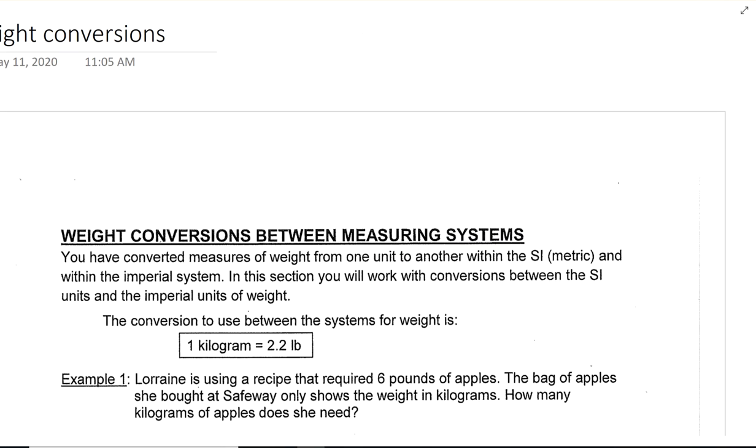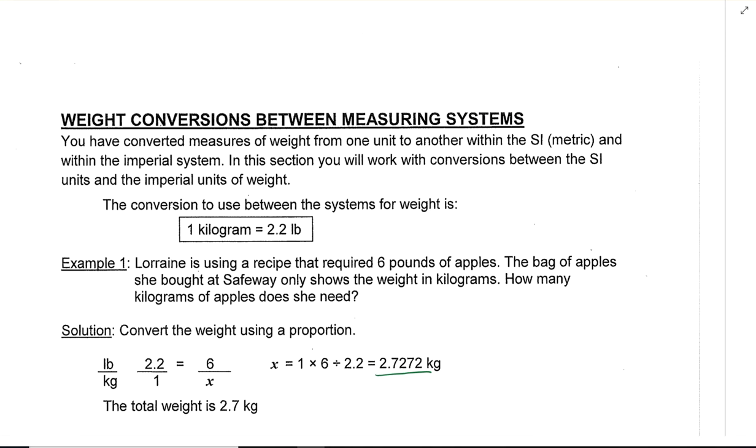Okay, class, so today we're looking at weight conversions between the measuring systems. We're going from one system to the other system. The important part, this one you're going to use a lot, is the conversion factor of 1 kilogram is 2.2 pounds. You use that all the time, especially with meats and buying fruits and veggies.